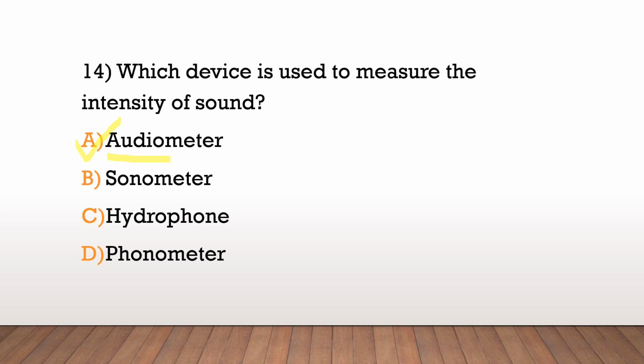Sonometer is used to measure the frequency of a tuning fork. Hydrophone, hydro means water and it measures the sound underwater. Phonometer is used to measure the sound of the human voice.